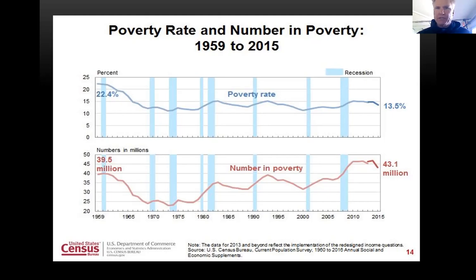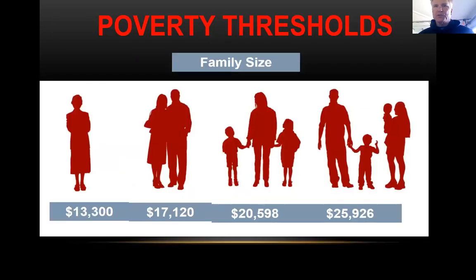Now, what defines poverty in the United States? These are the official poverty thresholds. So in the United States, if you are a single individual and you make $13,300 a year in income or less, you are officially classified as poor. And you can see the thresholds for different family sizes here. We go to the far right of the screen as you're looking at it. For a family of four, if they make $25,926 as an annual income, if they make that or less, they are officially classified as being poor.